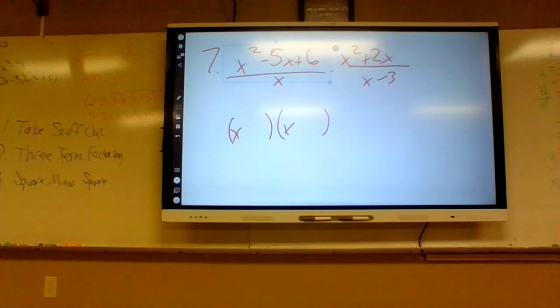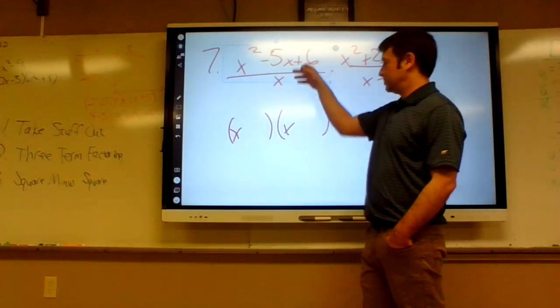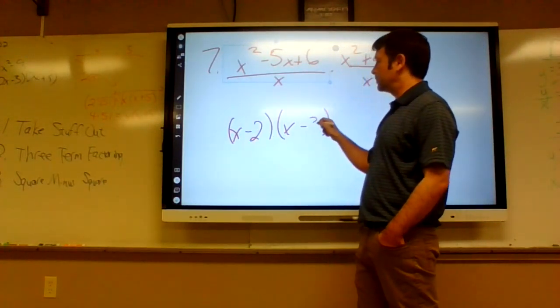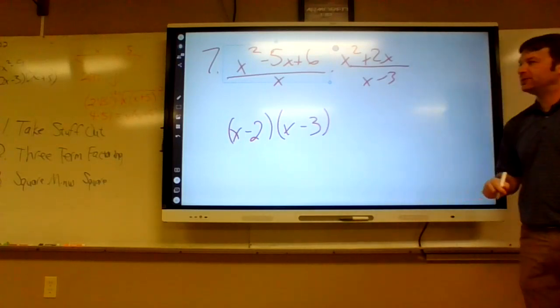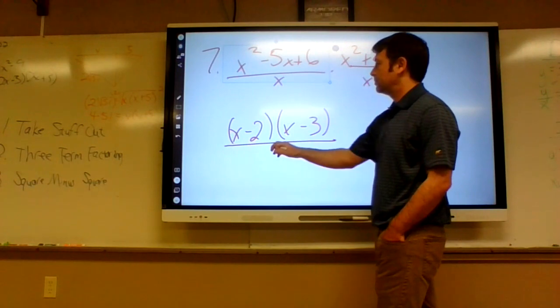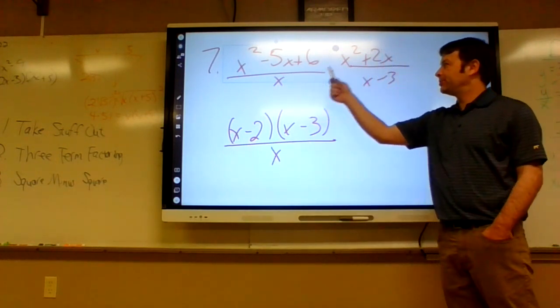Unless they put a negative 6 right there. But yeah, we have to use 2 and 3 instead. So negative 2 and negative 3. Multiply to positive 6, add up to negative 5. X is too simple, can't do anything.